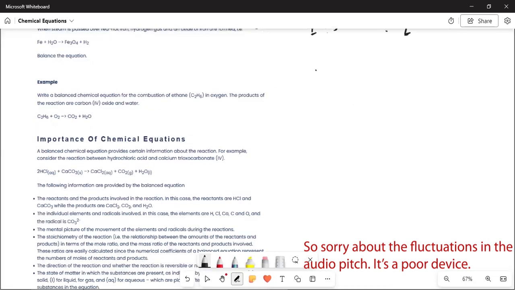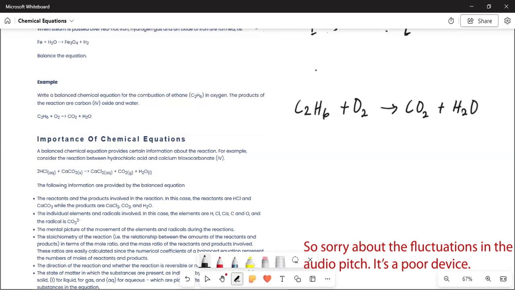And the next one says write a balanced chemical equation for the combustion of ethane in oxygen, a product of the reaction of carbon dioxide and water. Ethane is C2H6. Whenever any organic compound burns in oxygen, it gives carbon dioxide and water, CO2 plus H2O. All of them are gases.